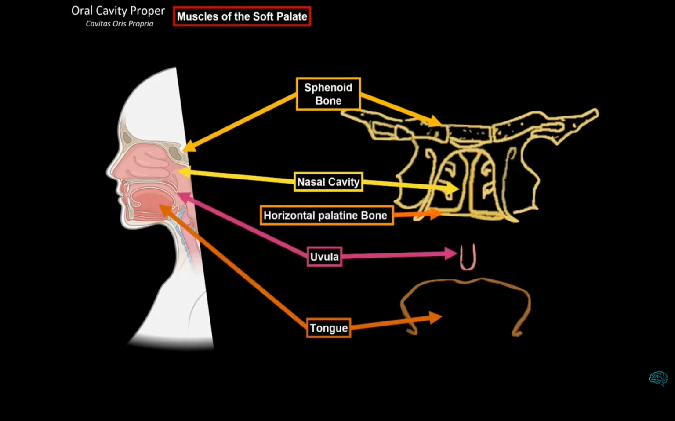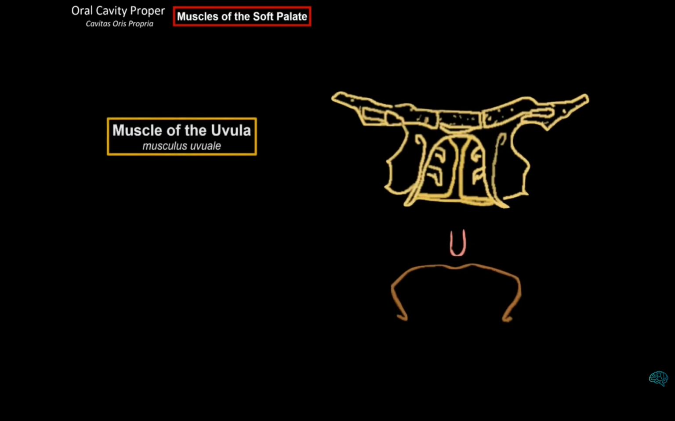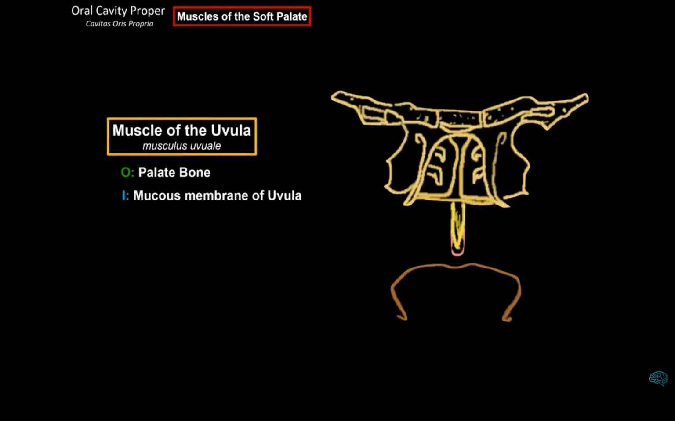And we can see the horizontal plate of the palate bone. Awesome. So let's use this model to go through the 5 muscles attached to the soft palate. The first muscle is the muscle of the uvula, which is this one. It originates from the palate bone, as you see here, and it inserts at the mucosal membrane of the uvula, and its function is to shorten and elevate the uvula.